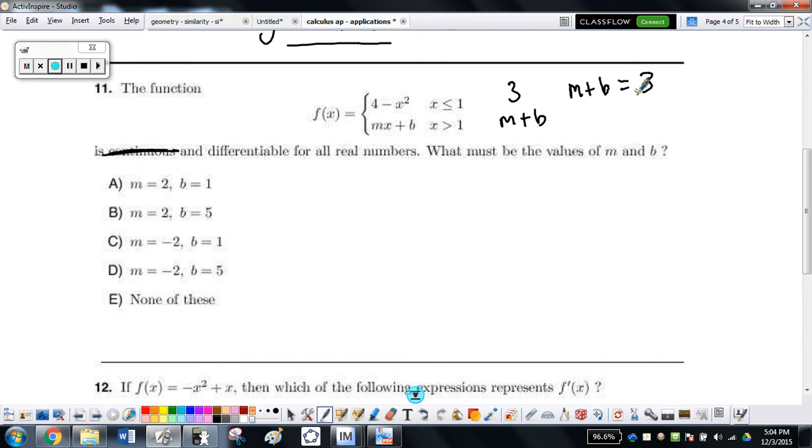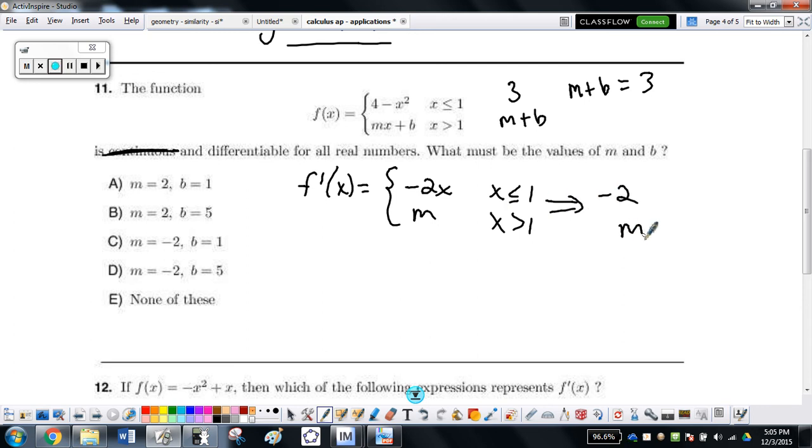Well, for it to be differentiable, the same must be true of its derivative. The derivative is pretty easy. It's negative 2x, and it's m, right? And the conditions are still the same: x is less than 1, x is greater than 1. Plug it in, and you get negative 2 and m. What must be true of those? They must be equal.